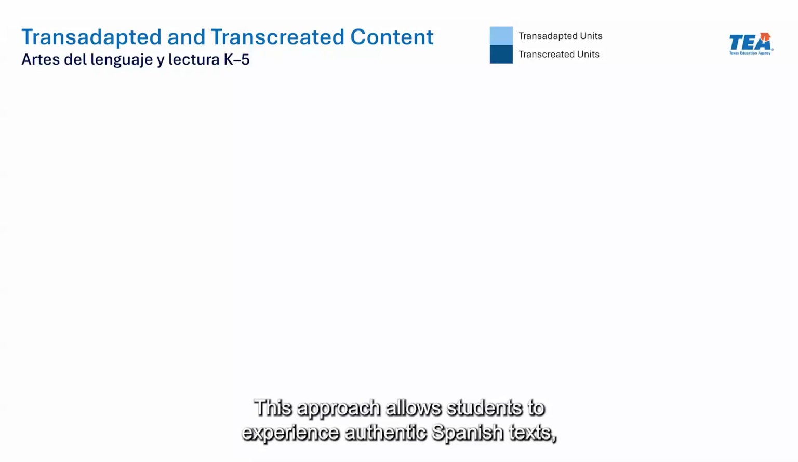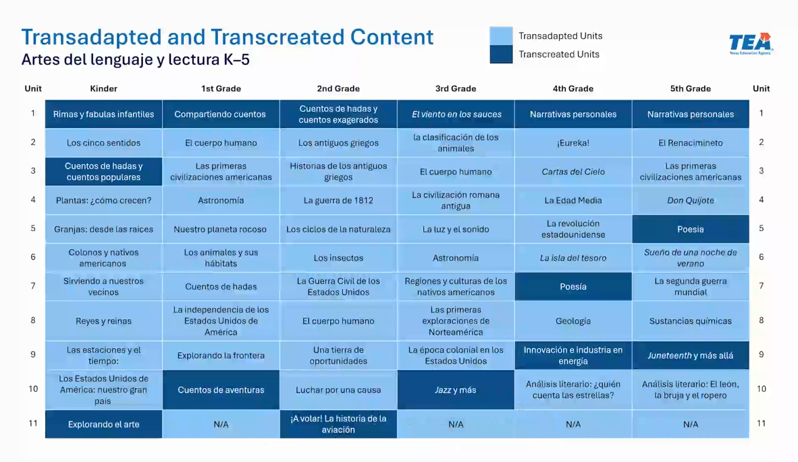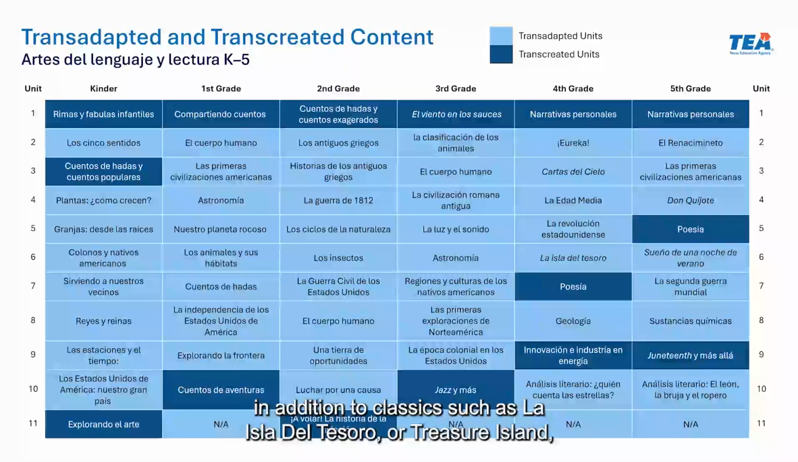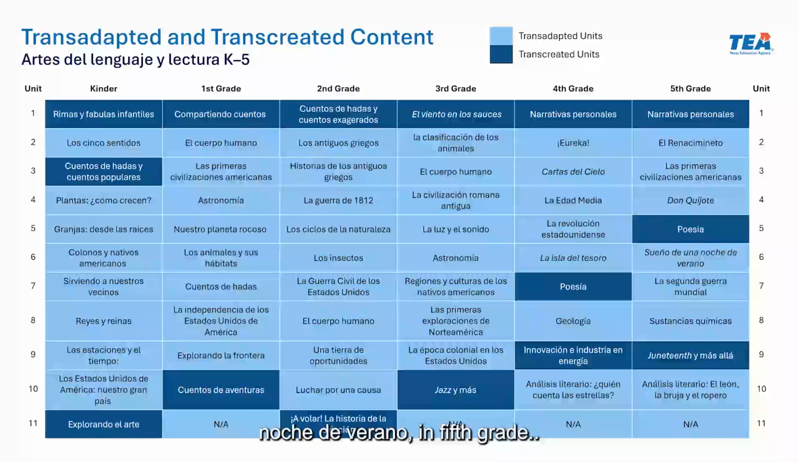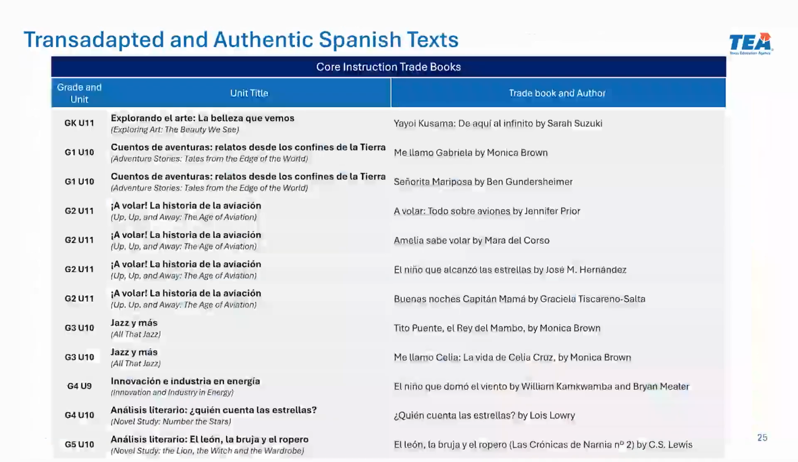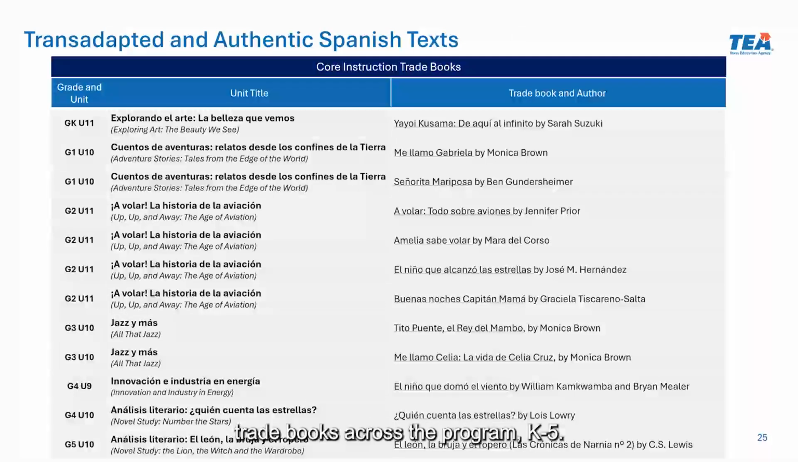This approach allows students to experience authentic Spanish texts in addition to classics such as La Isla del Tesoro, or Treasure Island, in 4th grade, and A Midsummer Night's Dream, or Sueño de una Noche de Verano, in 5th grade. Additionally, students read numerous trans-adapted and authentic Spanish trade books across the program K through 5.